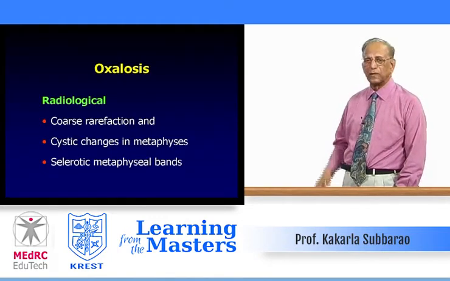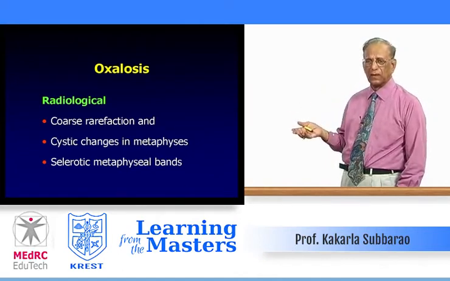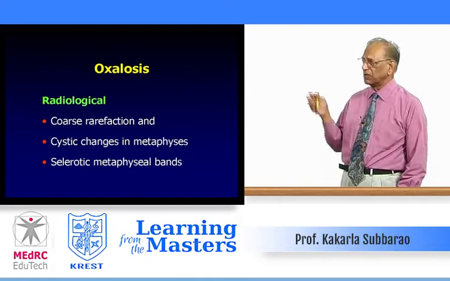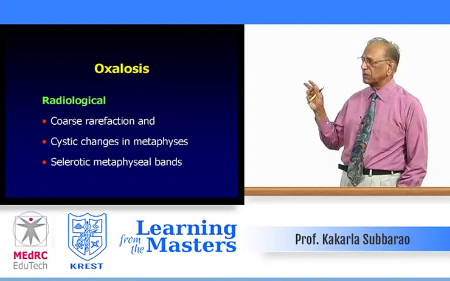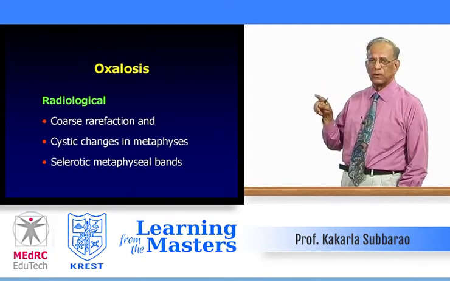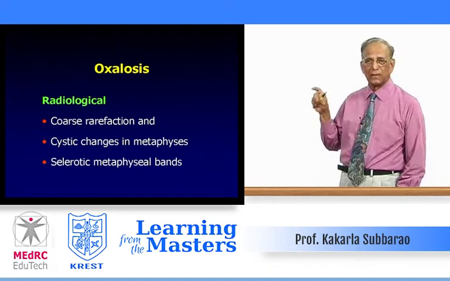Now we come to oxalosis. Oxalosis, there is a primary, a genetic error, or occasionally you may get oxalosis in secondary hyperparathyroidism. And what are the changes that you get? Apart from diffuse sclerosis, look at the growing ends of the bones or lateral ends of the bones. There are calcium oxalate crystals deposited. That's why it is sclerotic at that growing end of the bone.